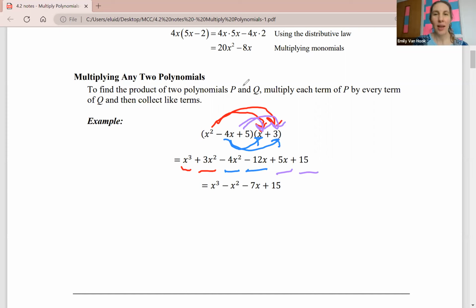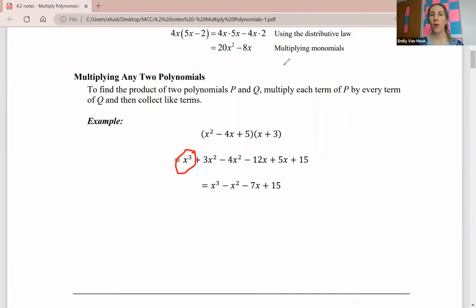Okay, so descending order is a good idea. Having the highest power go first, x to the third. There's your highest exponent. There's no other terms that have that exponent, so there's nothing that we can combine with that. So we're just done with that term. It's just x to the third. We just bring it down.